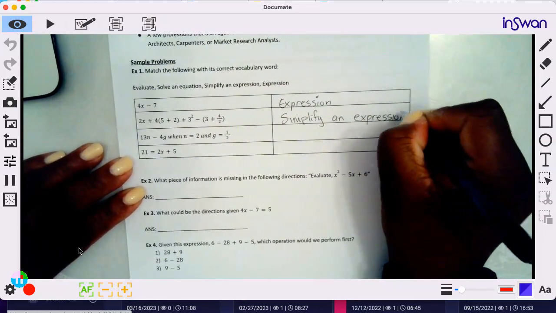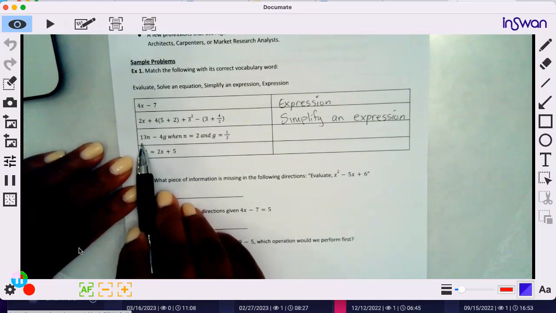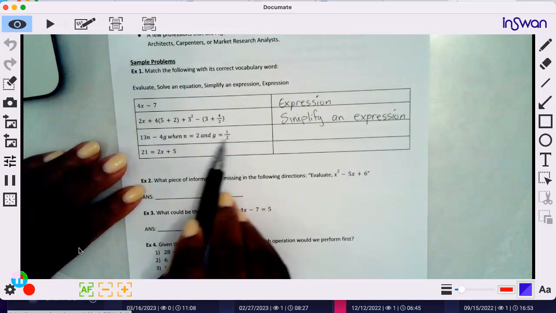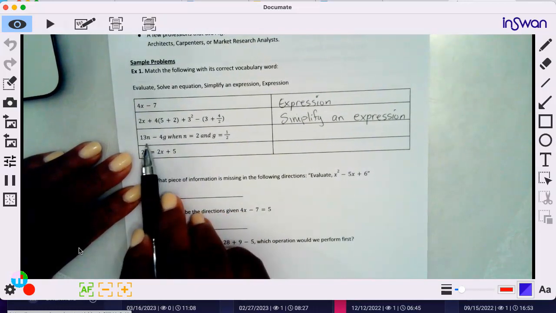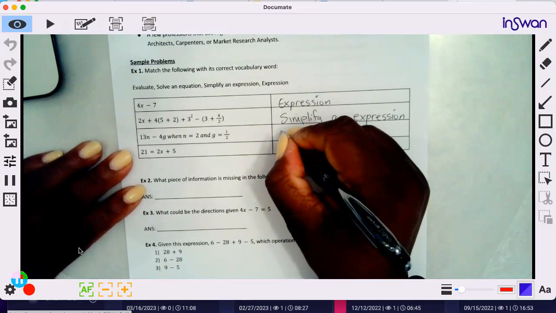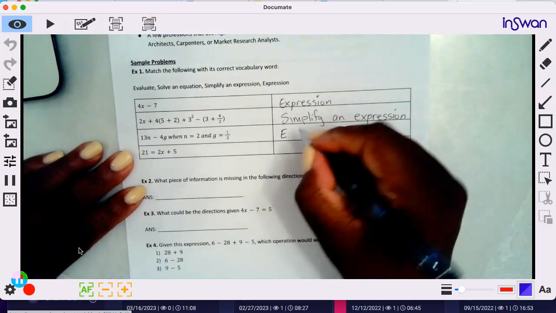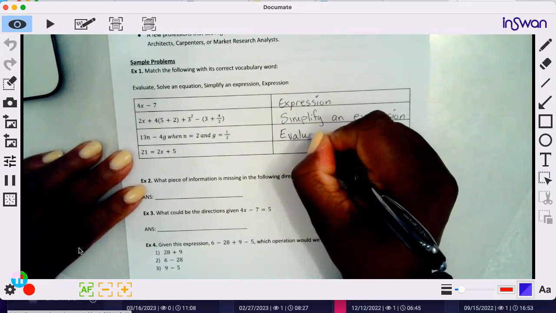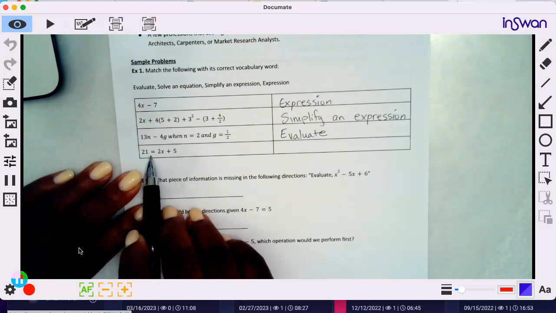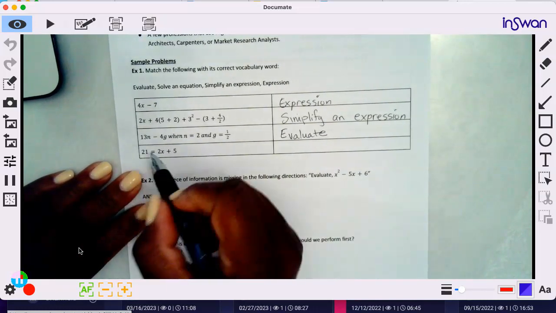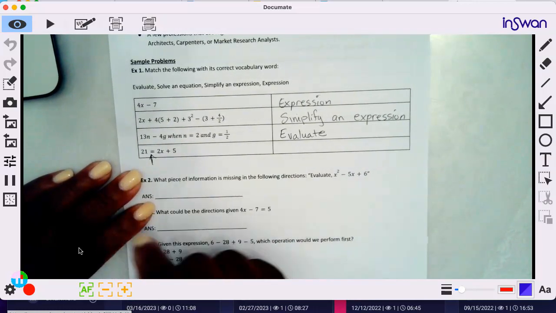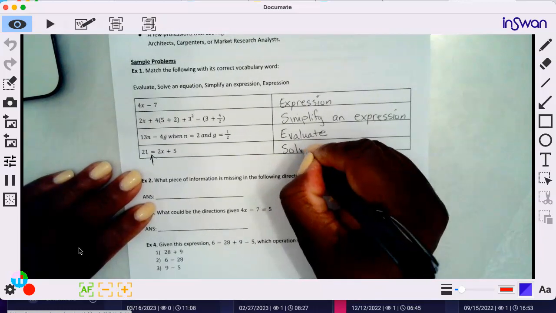Okay, moving right along. We have 13n minus 4g when n equals 2 and g equals 1/2. We have something to plug in, so then therefore we know we're going to evaluate this expression. Here we have 21 equals 2x plus 5. Our key thing in this problem is equal. We know that here we're going to solve the equation.